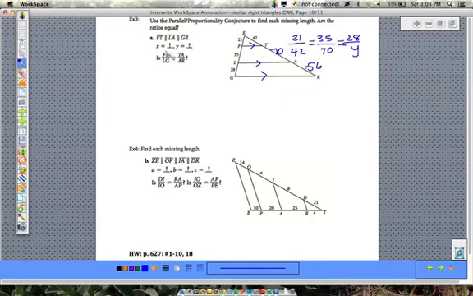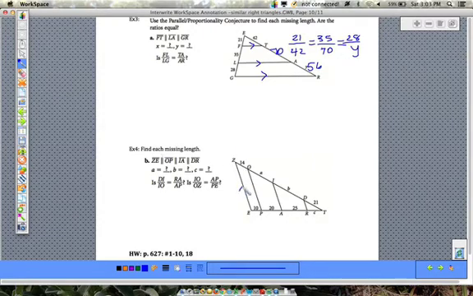Then they ask, is the ratio between FL and LG equivalent to TA over AR? And we know that is true by our parallel proportionality conjecture.